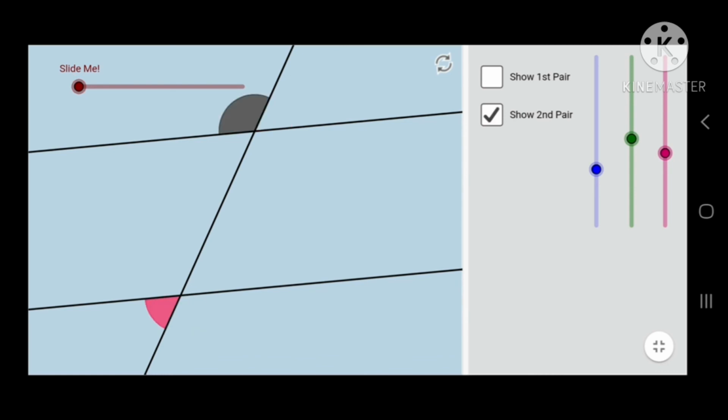It follows the same for the second pair. As you can see here, when it comes closer, pink plus gray, it is 180. So their sum is 180. So we can say angles on the same side of the transversal in the exterior are also supplementary.